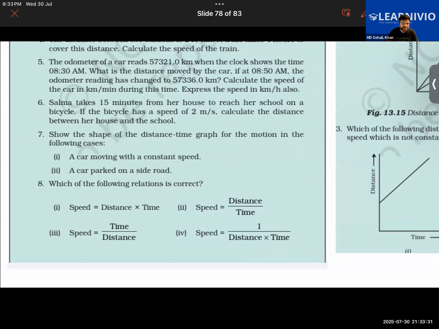So the question here says that Salma is taking 15 minutes from her house to reach her school on a bicycle. If the bicycle is moving with the speed of 2 meters per second, calculate the distance between her house and the school. You have to be careful while solving it because the units are different here. Speed here is 2 meters per second. It's not 2 meters per minute, it's 2 meters per second, while the time she takes is 15 minutes. So the rule of solving numericals is that all the values should be in the same unit, right?